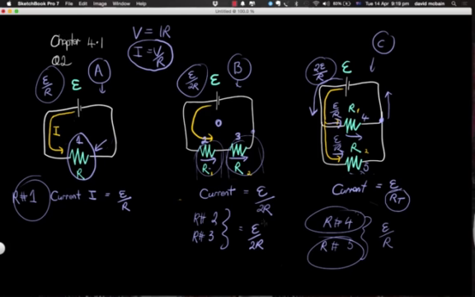Part B, which resistor has the lowest current flowing through it? Well, clearly they are resistors 2 and 3. They have the smallest current flowing through them.